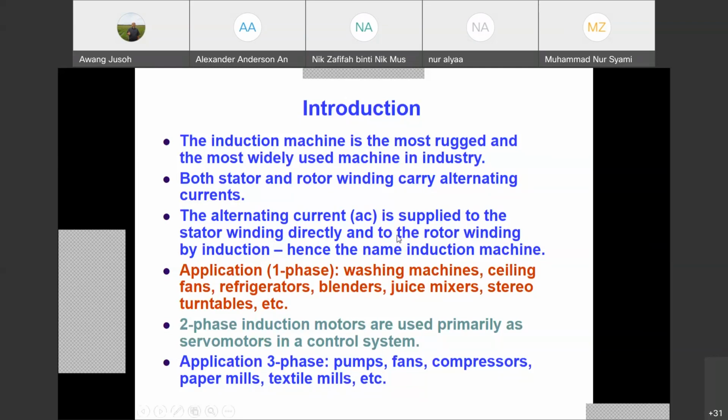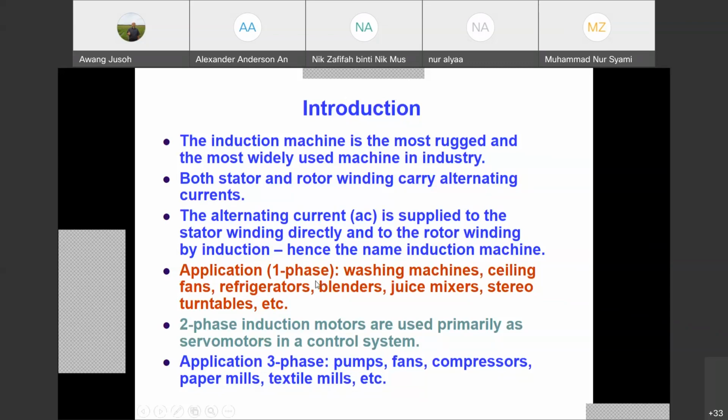So when you have the current and the flux, what happens? It produces torque. It's a basic thing. Use Fleming's left hand rule. When we have the current exposed to the flux, it produces torque, so the machine will rotate. This is the simple principle of operation.